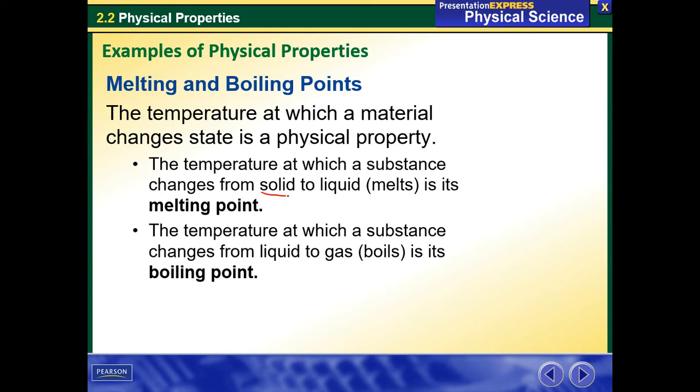Melting is when something goes from a solid to a liquid, or it melts. An example of this is ice turning into liquid water. It's still H2O. Boiling point is when something goes from a liquid to a gas. So that's going to be something like water turning into steam or water vapor. If you remember correctly, melting and freezing is done at 0 degrees Celsius, and boiling is at 100 degrees Celsius.